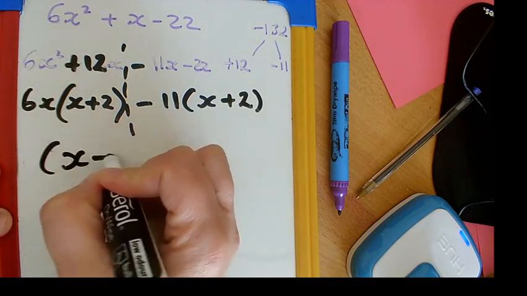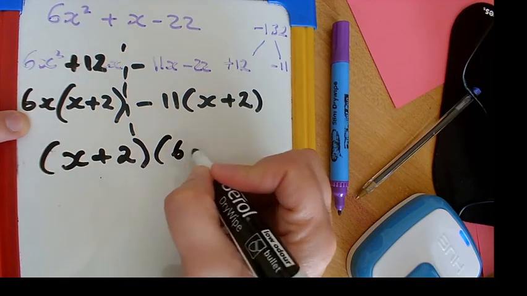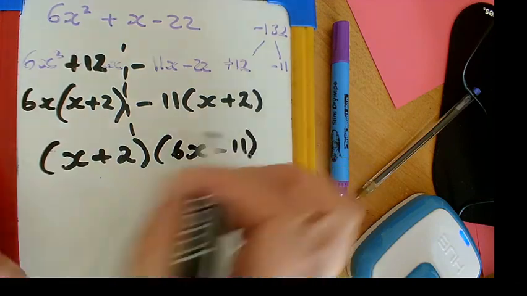So x plus 2 is my first bracket. What am I left with here? A 6x. What am I left with here? A minus 11.